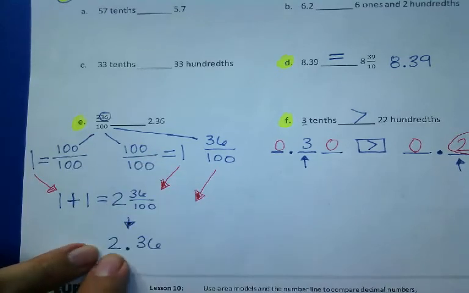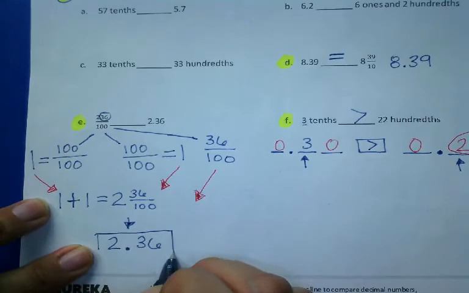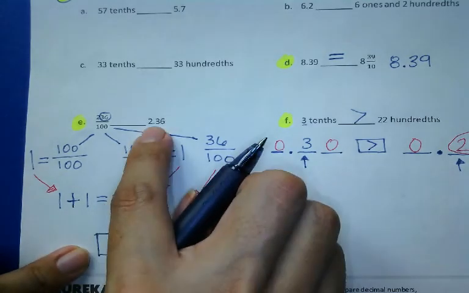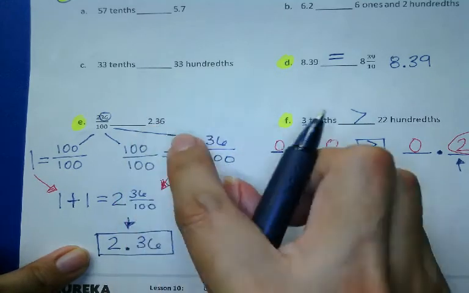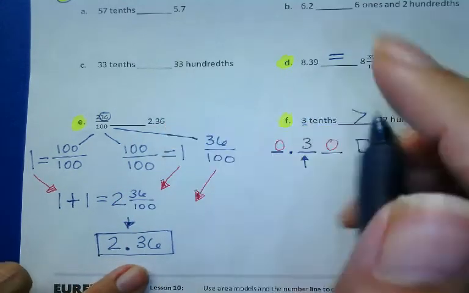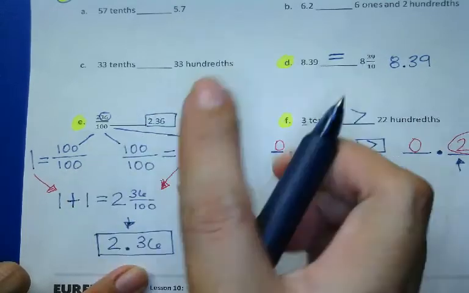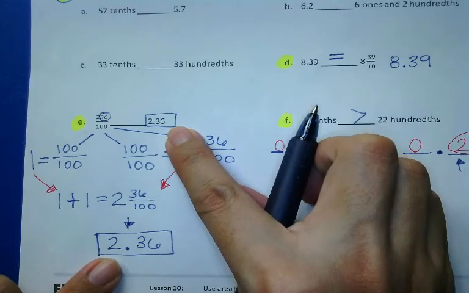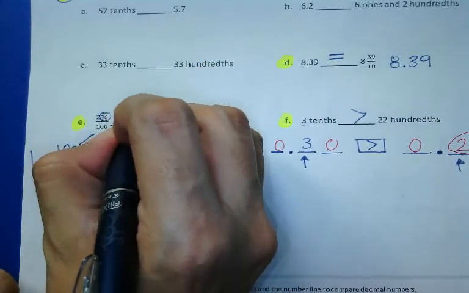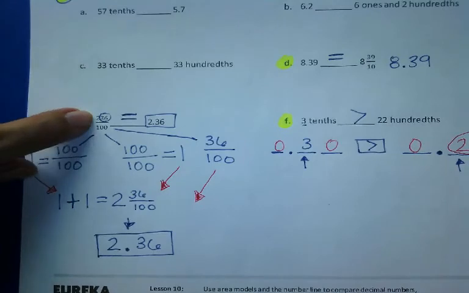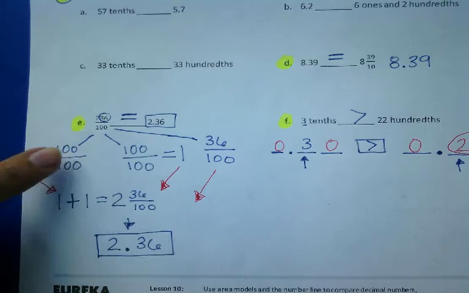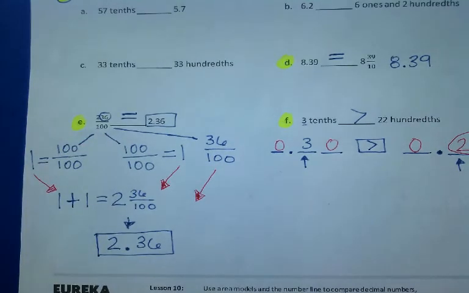So now I'm going to compare 2 and 36 hundredths, or 2.36, to this next decimal number. What do you notice about these two? These two decimal numbers, the ones I'm pointing at, are equal. So even though they were giving us a fraction form and a decimal form, at the end, we were able to figure out that these two numbers are equal to each other.